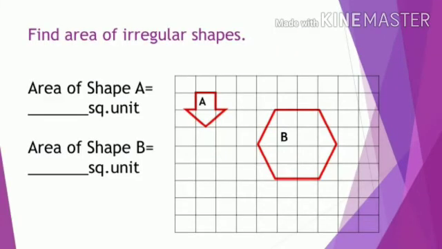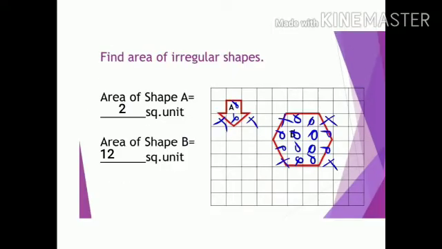Now we will find area of these irregular shapes. In shape A, you can see one is a full square and the second is more than half. So more than half, we will assume as 1 full square. So the area of shape A will be 2 square units, and these 2 squares we will not count because they are less than half.